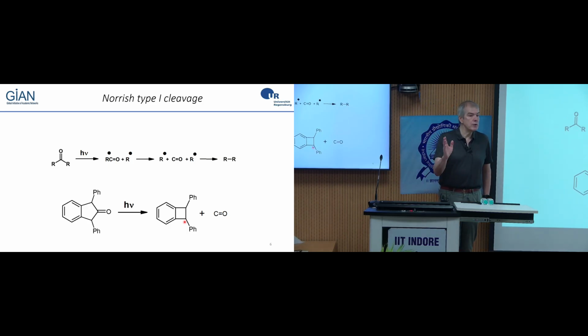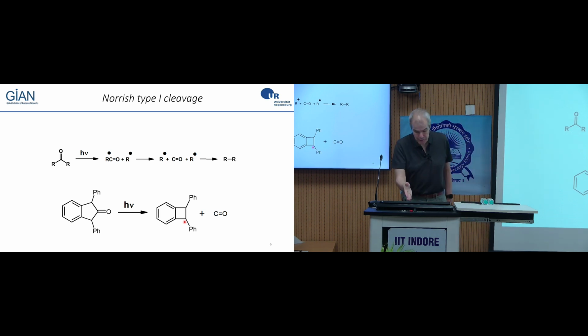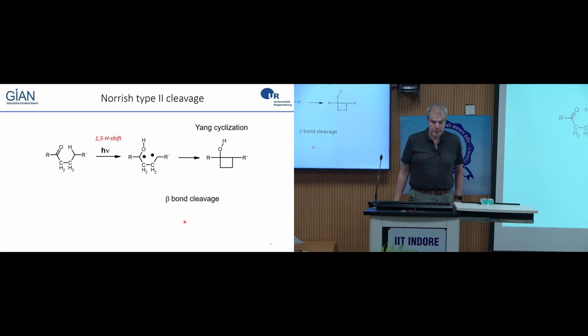This could not really be used for an energy storage system because this is no longer reversible, right? Because the carbon monoxide is gone. But it shows you that you can make strained systems in order to do this.